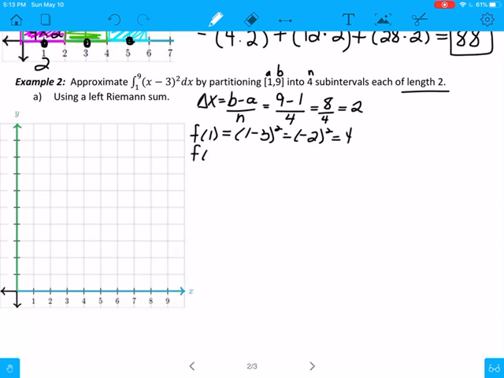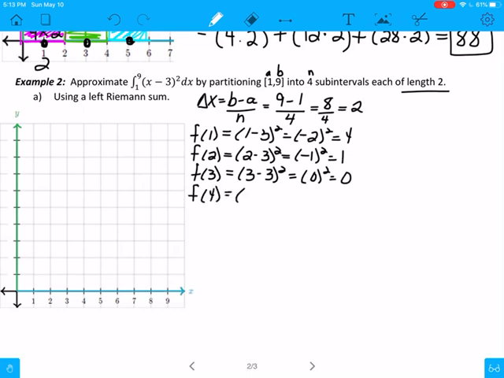Then we're going to do f of 2, which is 2 minus 3 squared, which is negative 1 squared, which is 1. F of 3 equals 3 minus 3 squared, which is 0 squared, which is 0. F of 4 equals 4 minus 3 squared, which is 1 squared, which is 1. F of 5 is 5 minus 3 squared, which is 2 squared, which is 4.